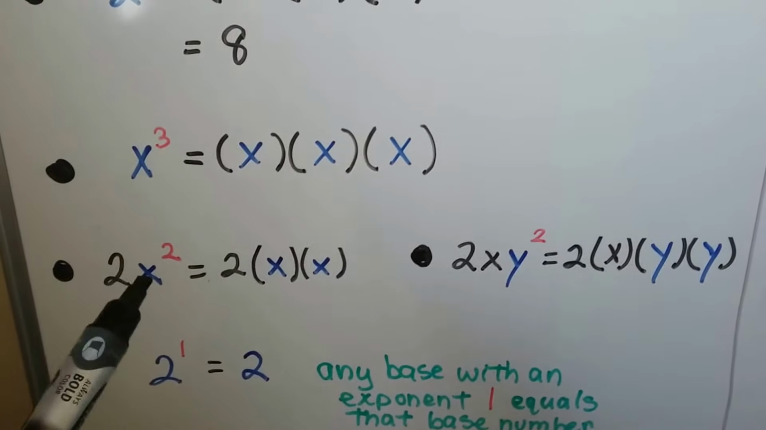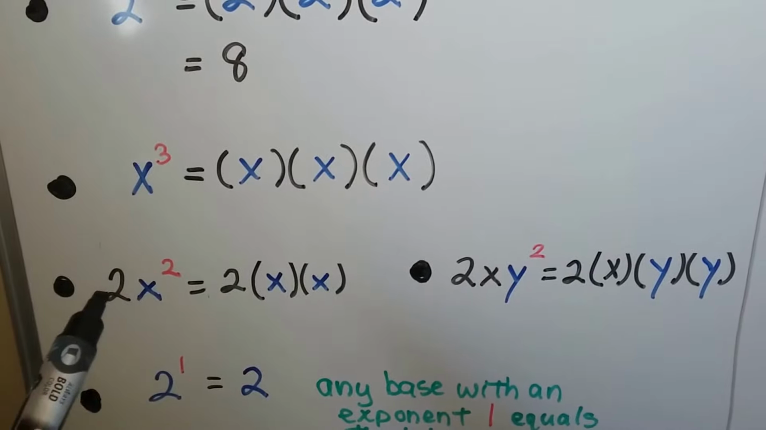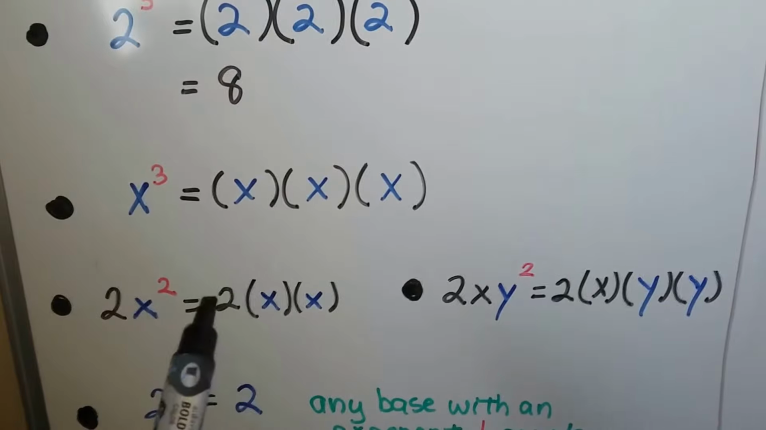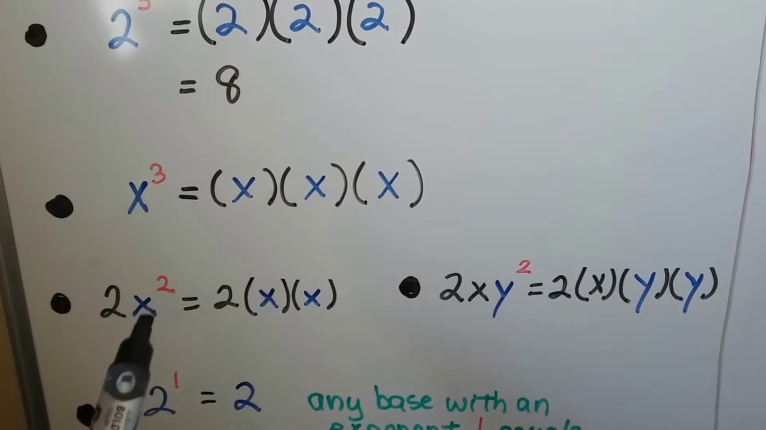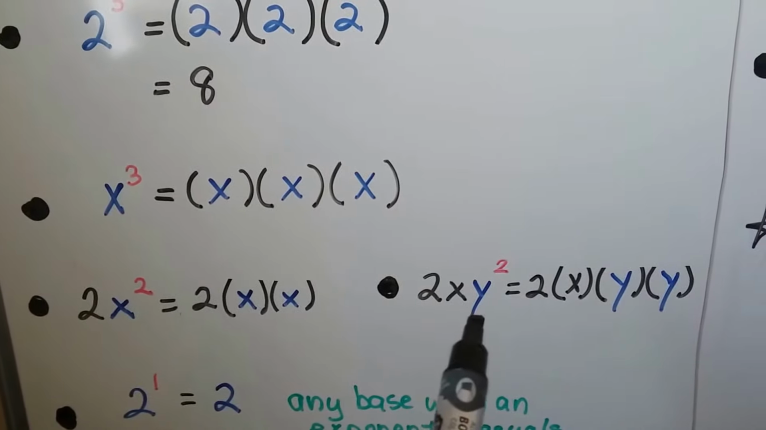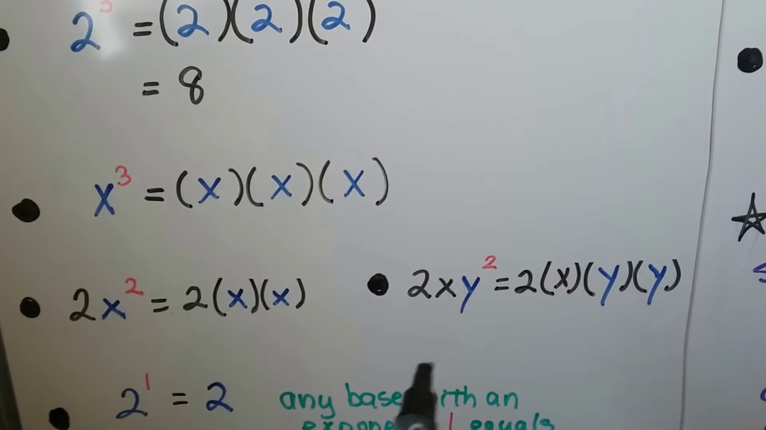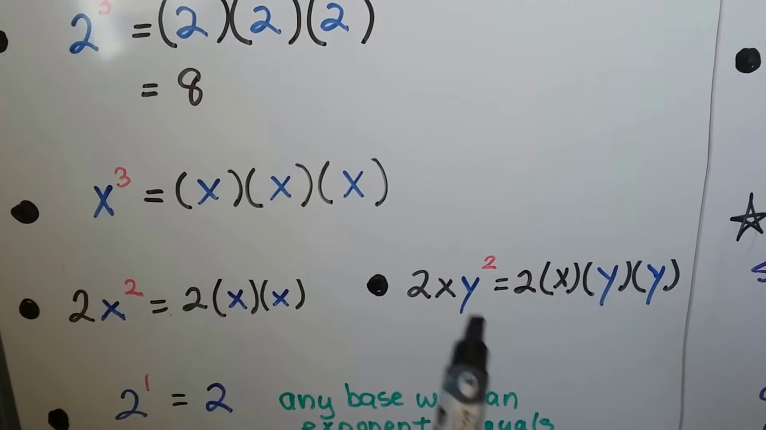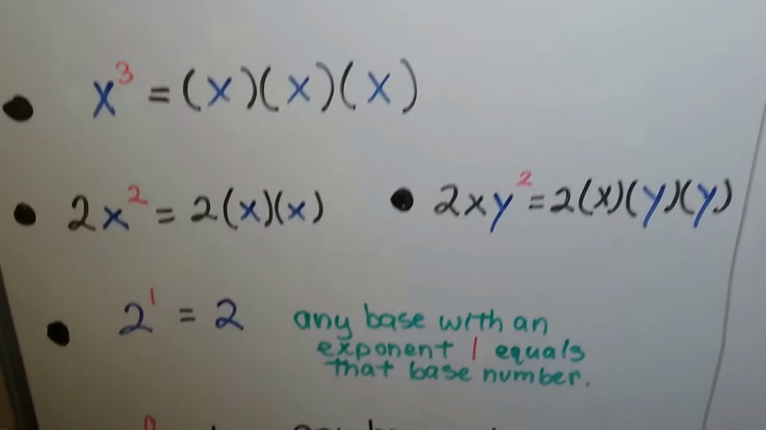If you see 2x squared, this is the base, this is the exponent. The 2 has nothing to do with that exponent. See that? This would be 2 times x. This exponent is only affecting that base x. If we see 2xy squared, or to the second power, it means we have 2 times x times y. See how the exponent affects the y and not the 2 or the x?